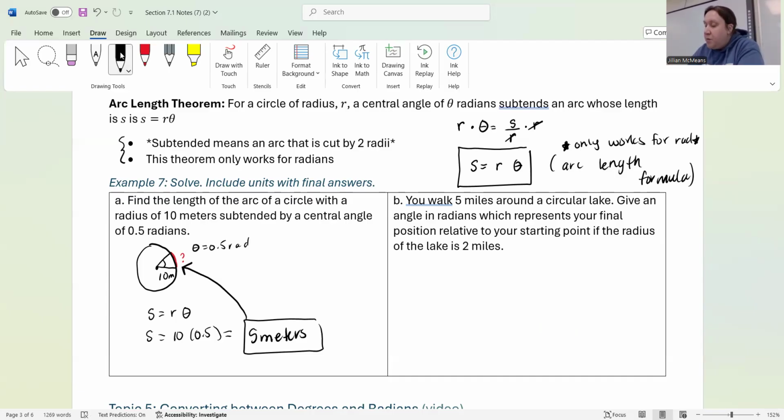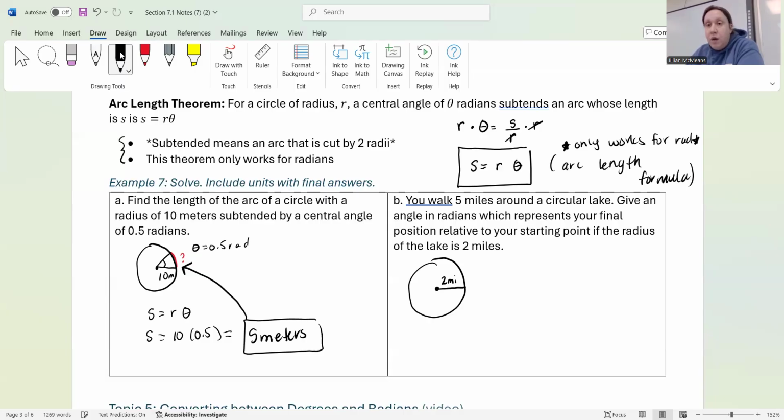Now part B, it says you walk 5 miles around a circular lake. So there's some circular lake. Let's say it's got a little path around it. Give an angle in radians, which represents your final position relative to your starting point if the radius of the lake is 2 miles. Very wordy, but this is all it means. Kind of draw your circle. That's our lake. Okay, we could put ducks in there if we wanted to, but we don't have time. Now, we're told that the radius of this lake is 2 miles.